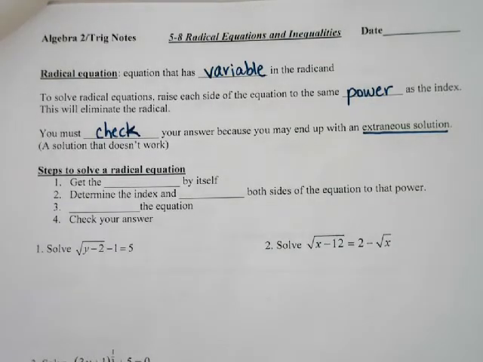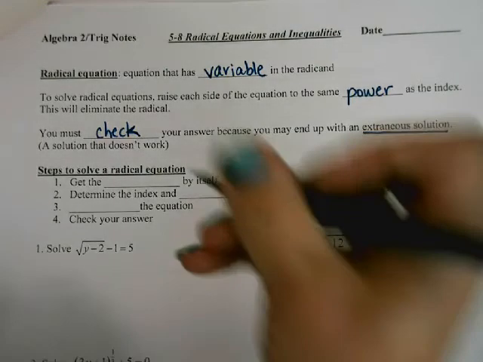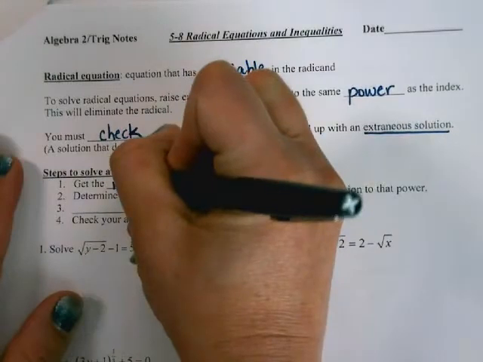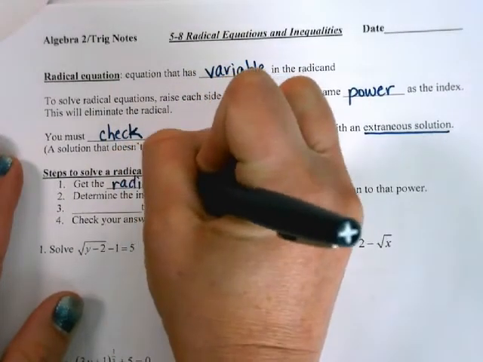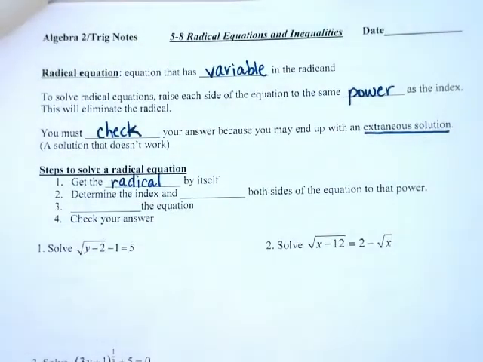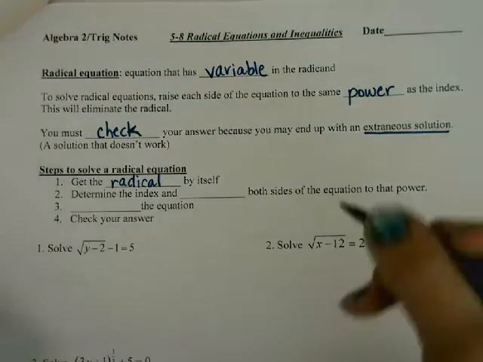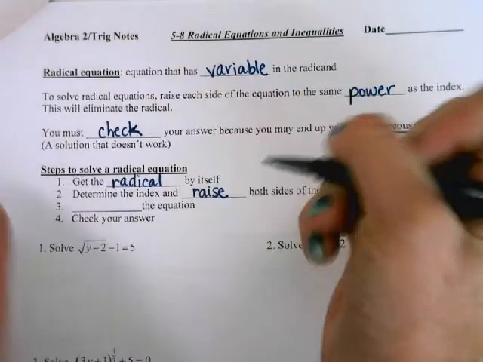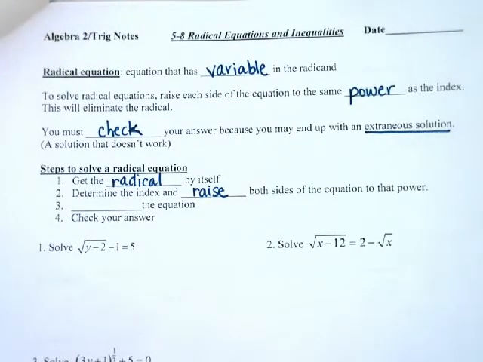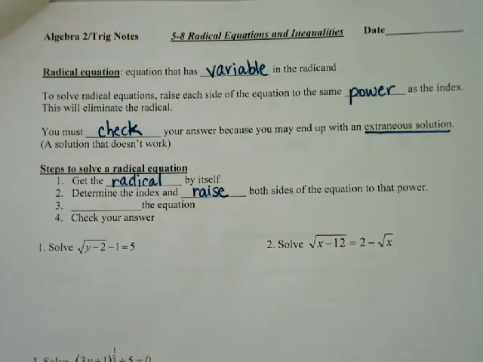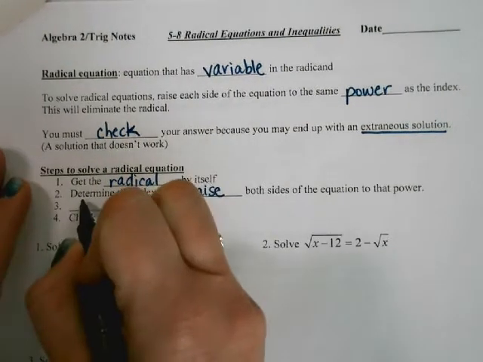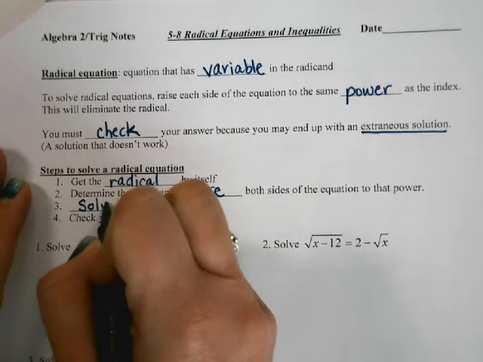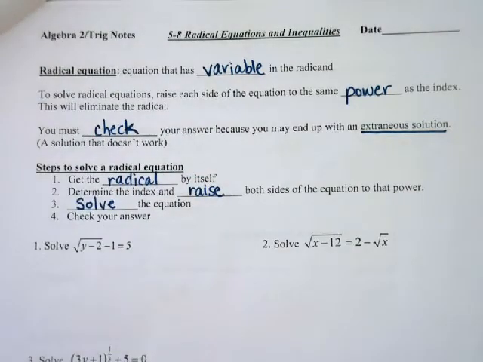Well, first of all, we get the radical all by itself. Determine the index and raise both sides of the equation to that power. Finally, we're going to solve the equation. And lastly, we have to check our answer.